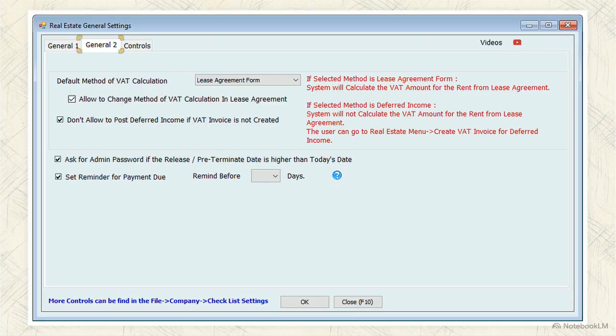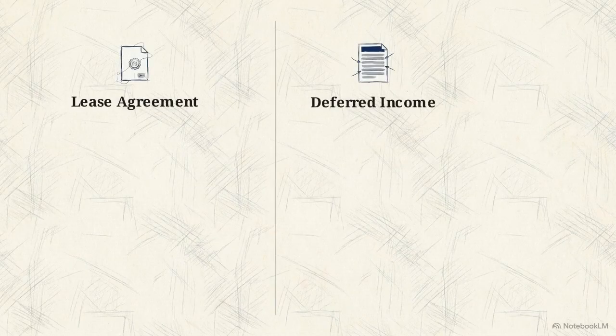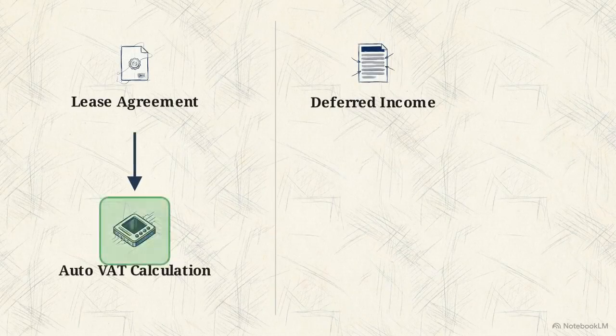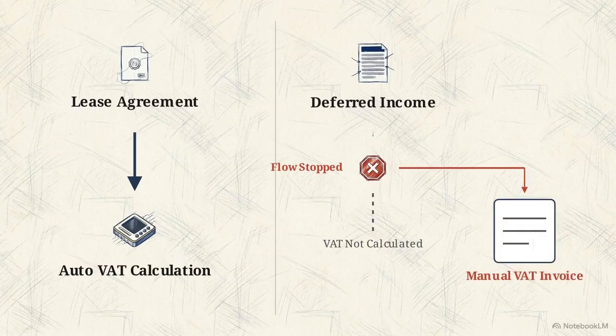Next, we transition to the General 2 tab. This area establishes your system-wide tax logic and notification protocols. Direct your attention to the primary tax control setting at the very top of the window. You have two options: instruct the system to calculate VAT directly from the lease agreement or calculate it based on deferred income. If you select deferred income, the automated flow stops, requiring you to manually generate the VAT invoice later.